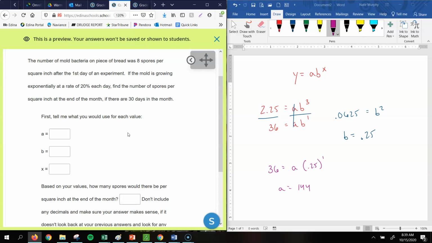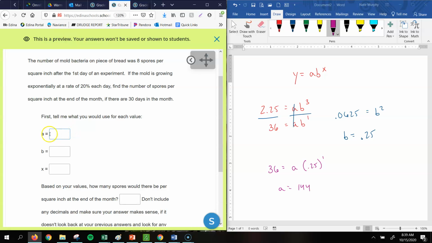All right, here's another exponential problem. It says the number of mold bacteria in a piece of bread was 8 spores per square inch after the first day of an experiment. If the mold is growing exponentially at a rate of 20% each day, find the number of spores per square inch at the end of the month, if there are 30 days in the month. First, tell me what you would use for each value.